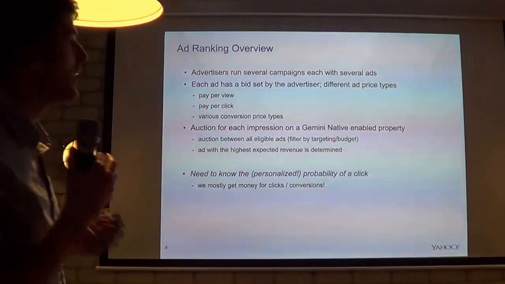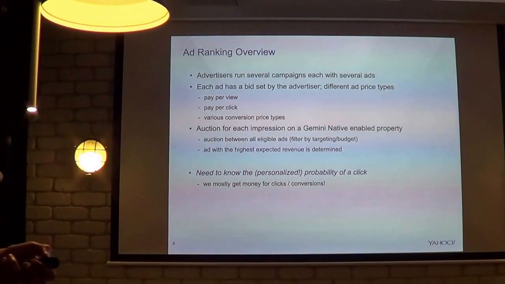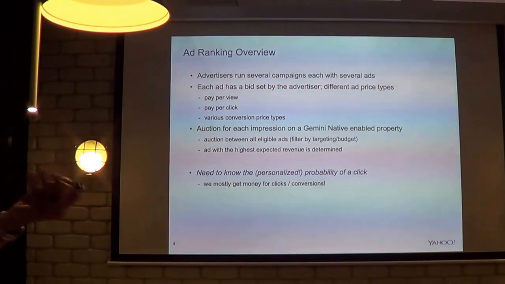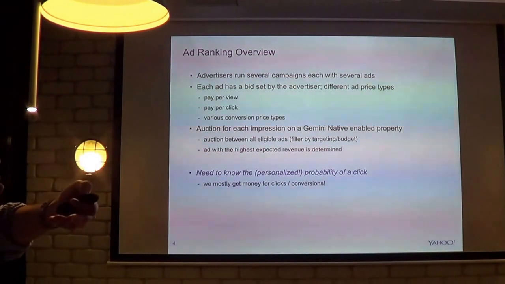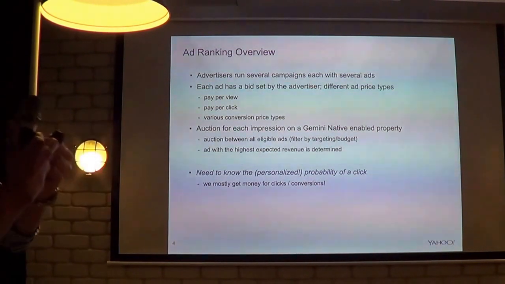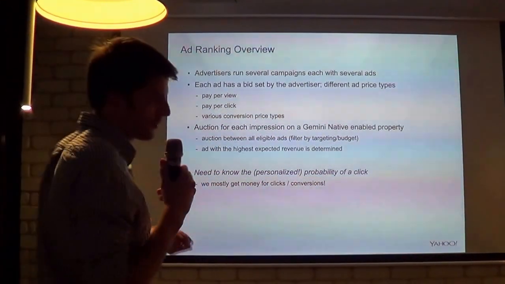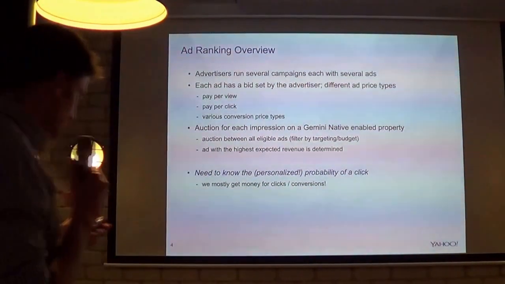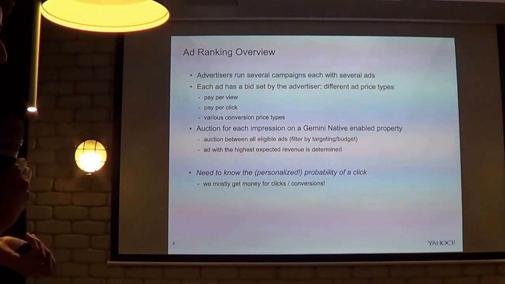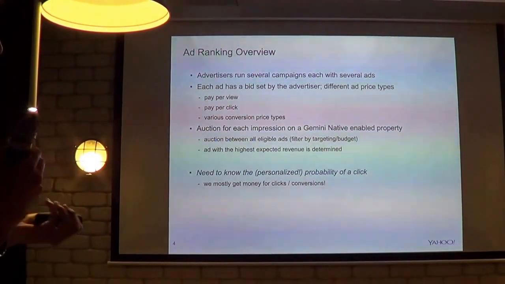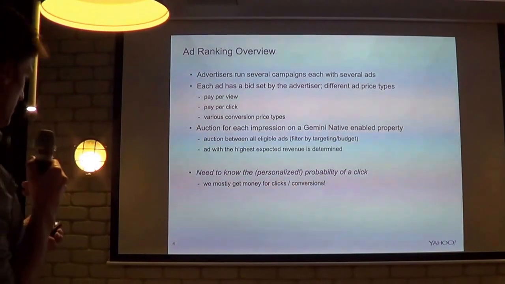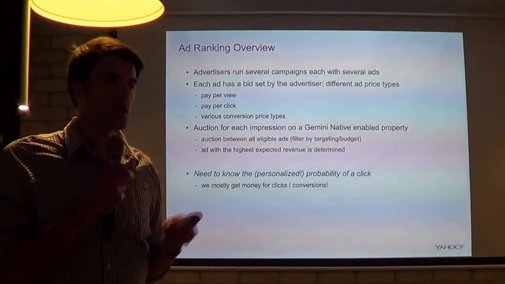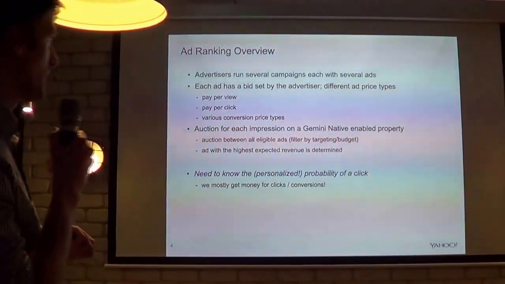And we, as Yahoo, want to maximize the profit, the revenue. So by and large, for a given impression, we want to give it to the ad that has the highest expected revenue. For this, we actually need to know what's known as the CTR of an ad, or predicted CTR. That's the personalized probability of a click. What's the probability that a given user would actually press on an ad?